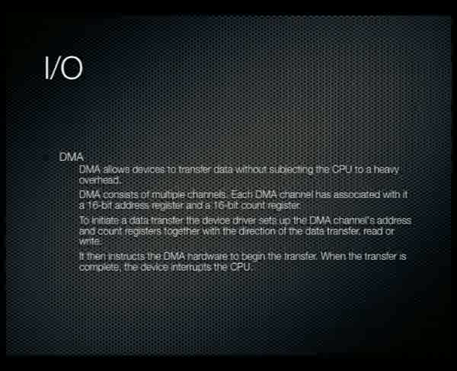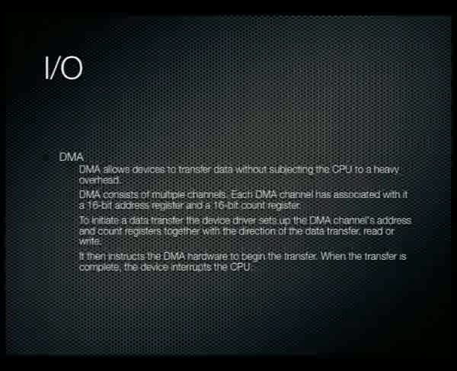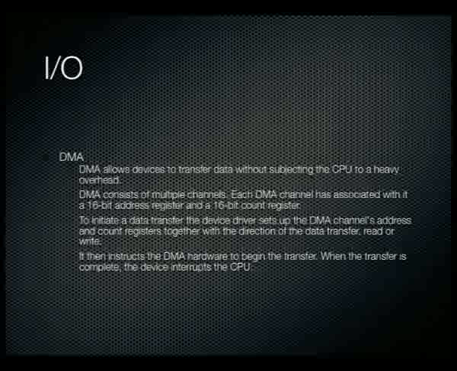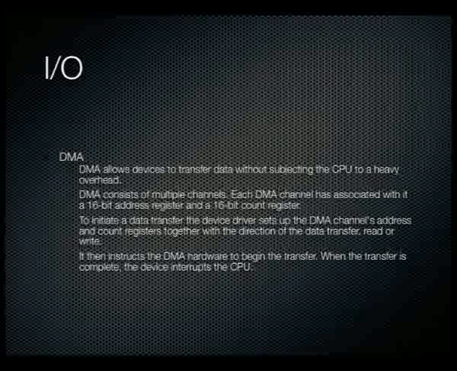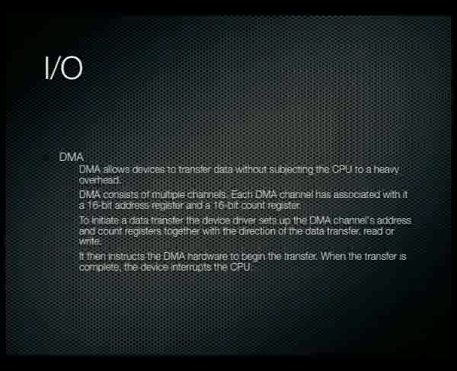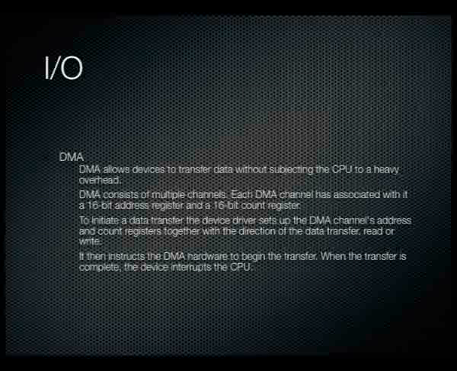DMA consists of multiple channels. Each DMA channel has associated with it a 16-bit address register and a 16-bit count register. To initiate a data transfer, the device driver sets up the DMA channel's address and count register, together with the direction of the data transfer, whether it's read or write, and then instructs the DMA hardware to begin that transfer. So the CPU sets up the transfer, but then the transfer takes place without the CPU being involved.